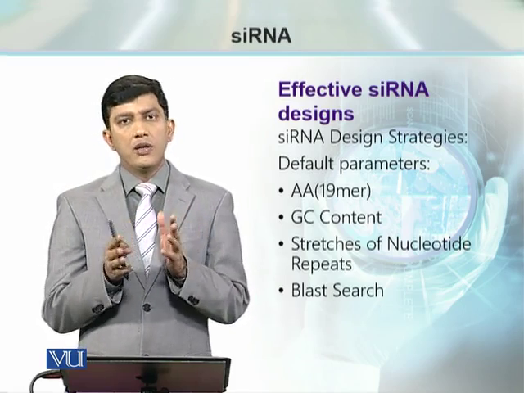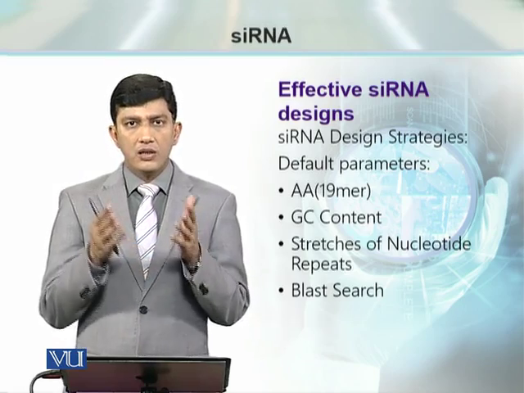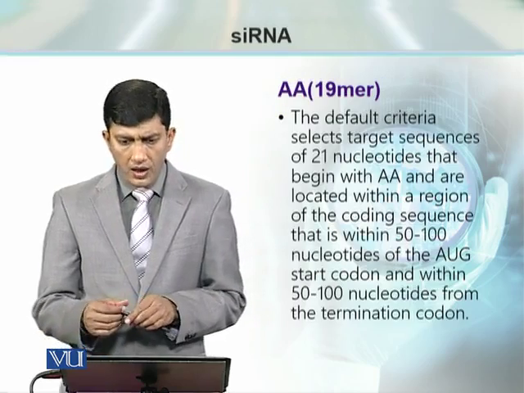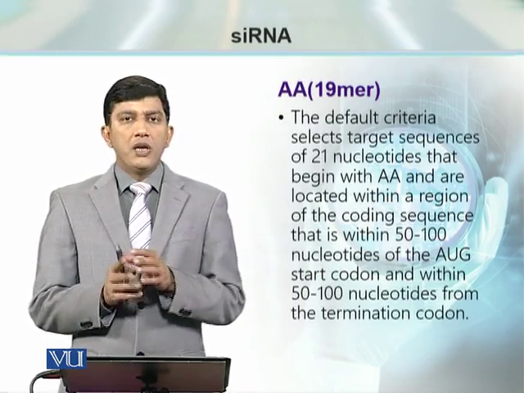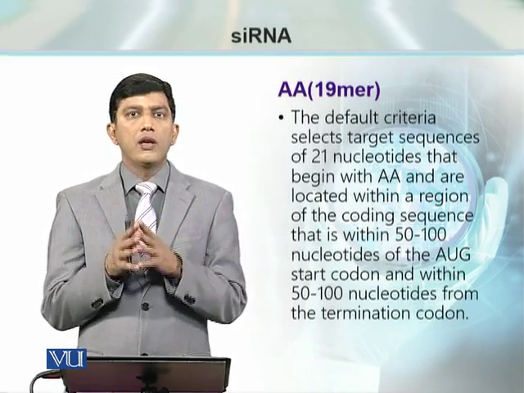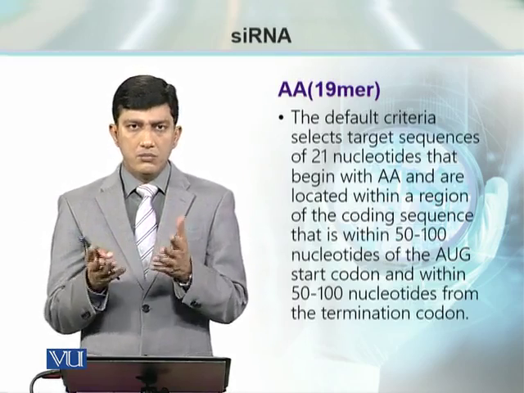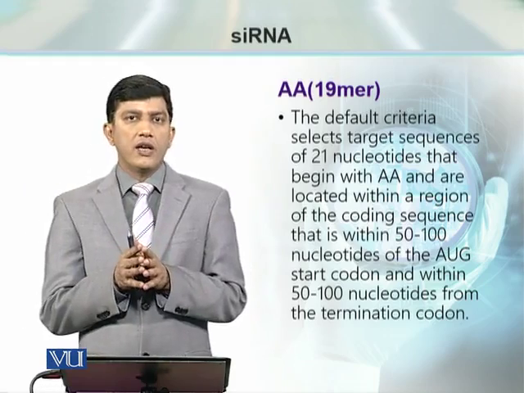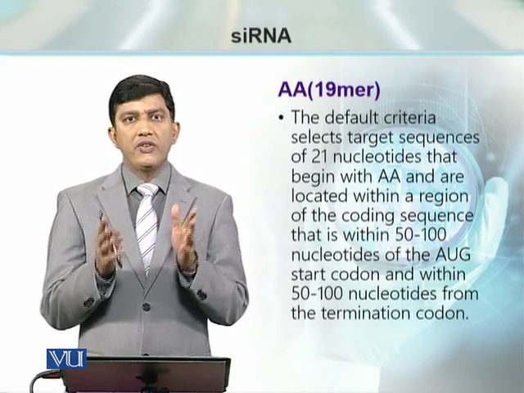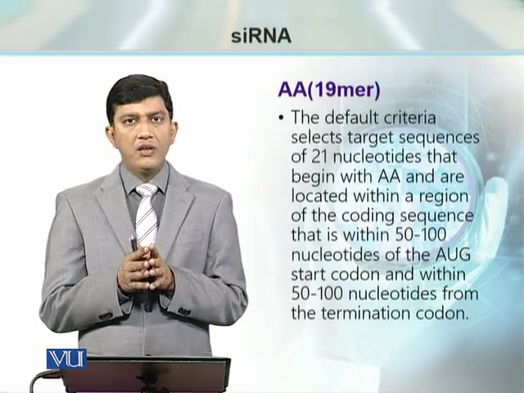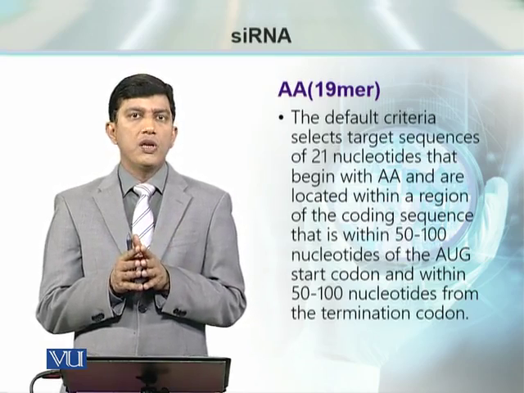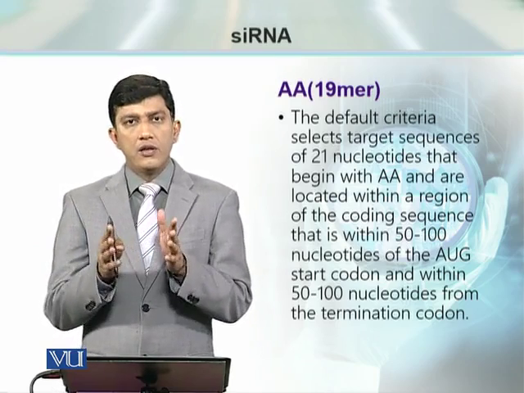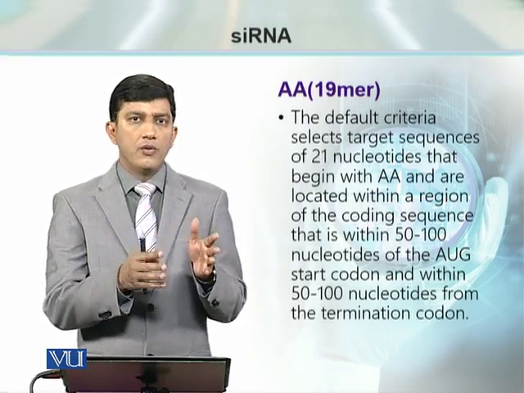This is more or less similar to the design of a primer, but here we have to look at some different parameters. 19-mer means 19 nucleotides in a row. जैसे कि dimer means 2 nucleotides, trimer, tetramer, and so on. Similarly, when we talk about siRNA, its major principle is AA 19-mer. That means the first 2 nucleotides should be adenine, followed by the specific 19 nucleotide sequence which is for a particular gene.